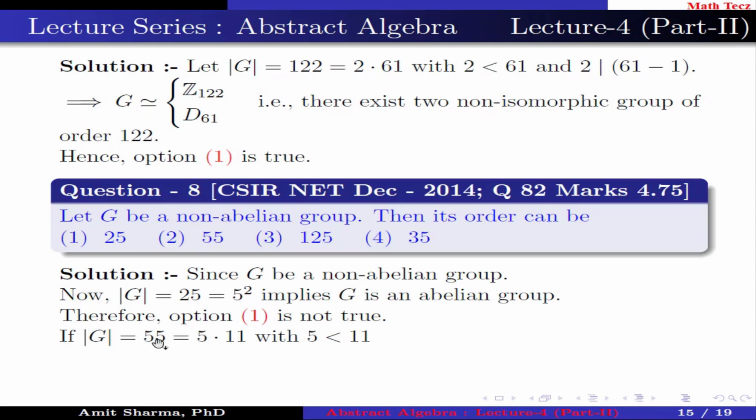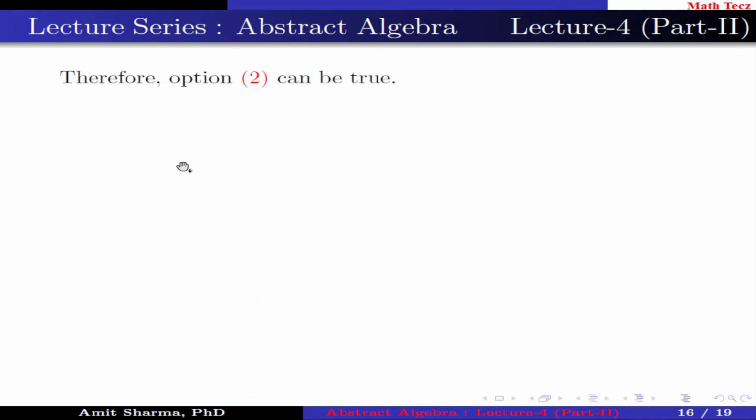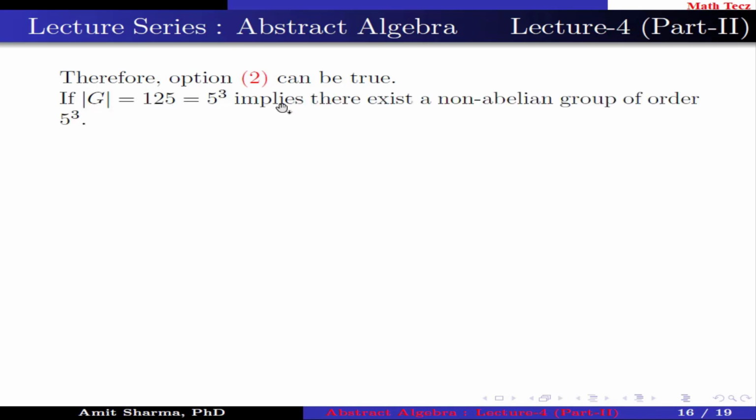Next, if the order of G is 55, which can be written as 5 into 11 with 5 less than 11, and 5 divides 11 minus 1, this implies G is isomorphic to Z55 or a non-abelian group of order 55. Therefore, option 2 can be true. Next, if the order of G is 125, which can be written as 5 cube, there exists a non-abelian group of order 5 cube. Therefore, option 3 can be true.